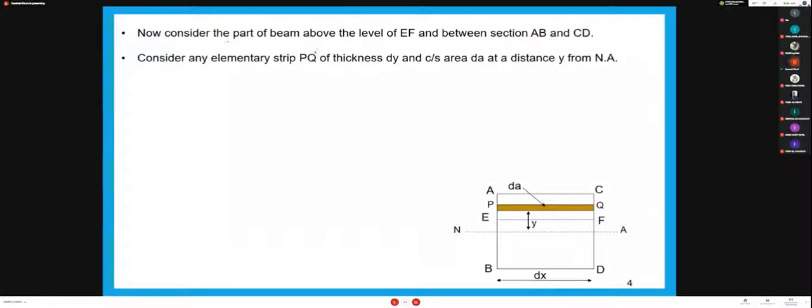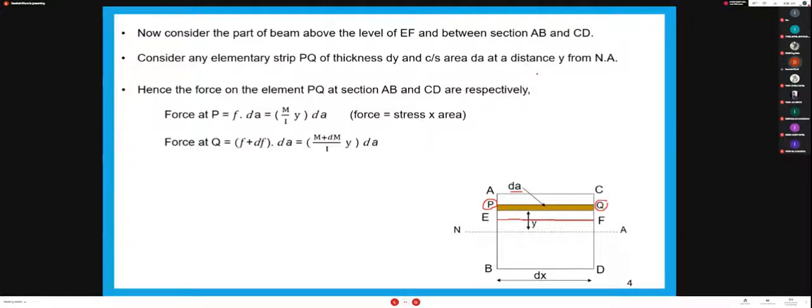Now consider the part of the beam above the level EF. We have considered one level EF here, and the portion above that level between sections AB and CD is considered. So consider any elementary strip PQ, at a distance y from the neutral axis, and that small area is dA. Now we already defined that the stress value at section AB is given by these equations.